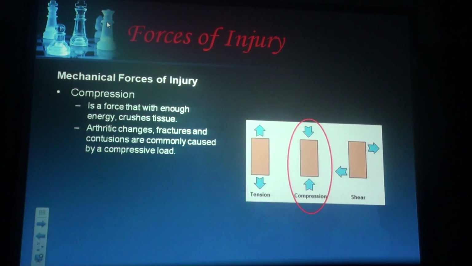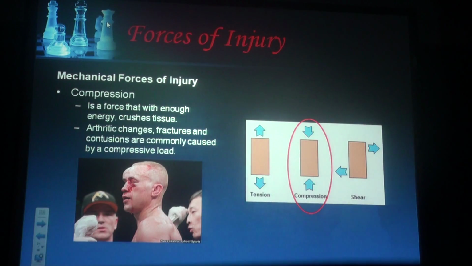Arthritic changes, fractures, and contusions are commonly caused by a compressive load. So it's pressure at two points. And when we say arthritic changes, that's where you start getting compression of the cartilage in the joint, wearing down. So that compression causes them to break down. Or fractures, you can have where two forces push on two ends of the bone and it crushes the bone. Or even when somebody's stepped on or punched, that's a compression force that crushes the tissue.